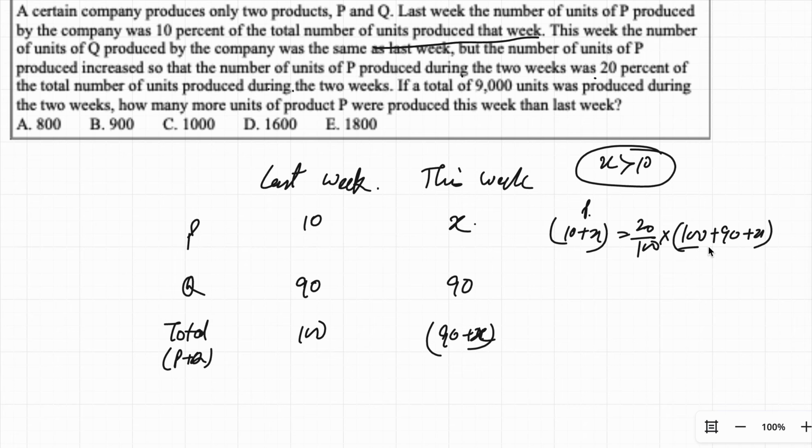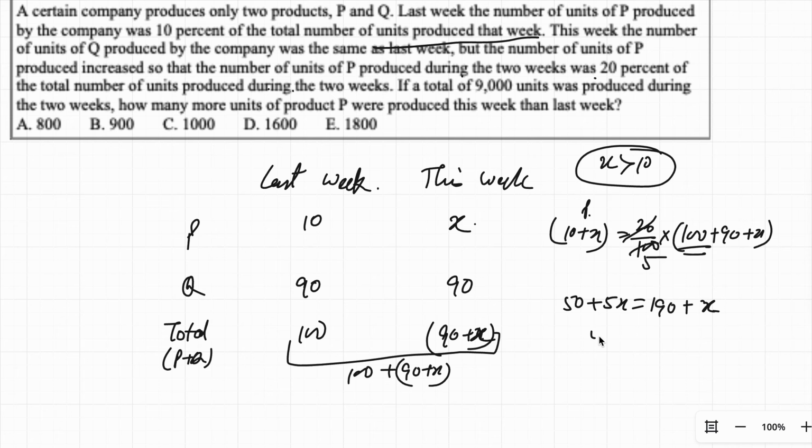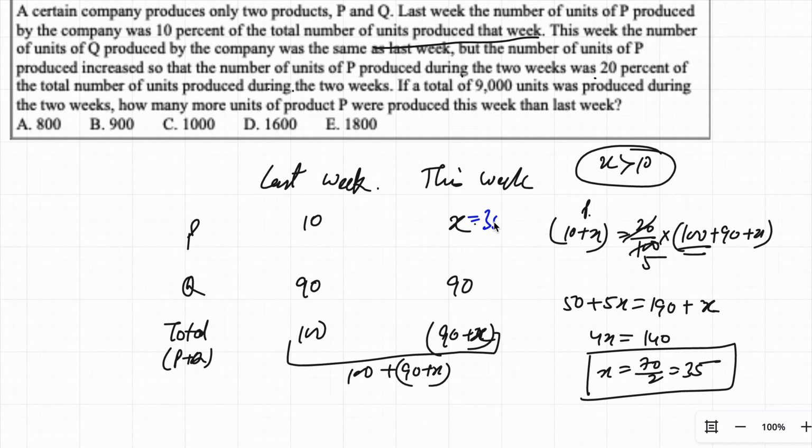That's the only thing that we have to be careful about, that the total production of the 2 weeks was 100 plus 90 plus X. Now we have to solve it. This cancels at 5 times, so we have 50 plus 5x is equal to 190 plus x, so 4x is equal to 140, x equals 70 by 2, which is 35. So now we know that x should be 35, so 190 plus x should be equal to 225.